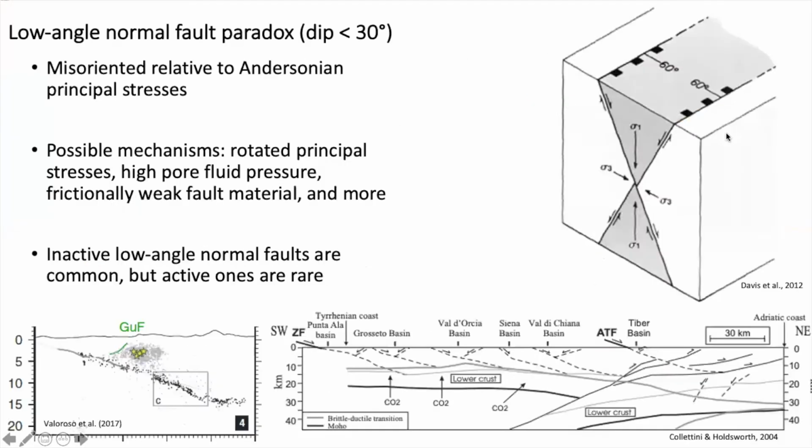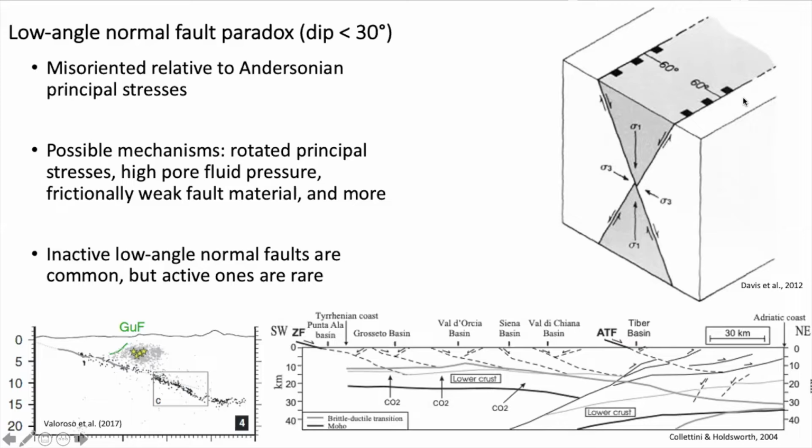Today we're going to be talking about low angle normal faults. So what's so special about a low angle normal fault? Well, a low angle normal fault is one that dips less than about 30 degrees to the surface of the Earth. So in a general extensional tectonic regime, we expect that sigma 1, the maximum principal stress, will be vertical, and faults will form at about 30 degrees to that stress, which means a surface dip of about 60 degrees, as you can see in the figure over here.